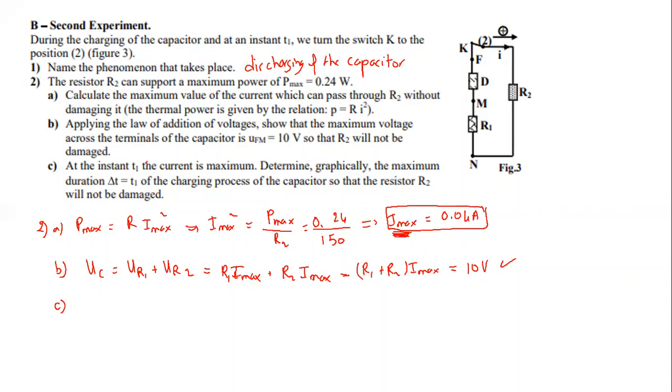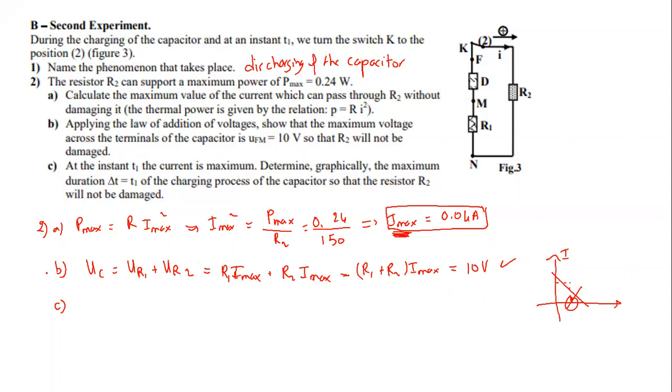Part C, at the instant T1, the current is maximum. Determine graphically the maximum duration delta T equals T1 of the charging process of the capacitor so that the resistor R2 will not be damaged. So for the resistor not to be damaged, first of all, let's look at the graph we have. We want to find T1, but on the graph we don't have the graph of the current. If I had the graph of the current I, then I would say the maximum current will be 0.04, and I'd read off the time. But I don't have the current. I have in the graph UC.